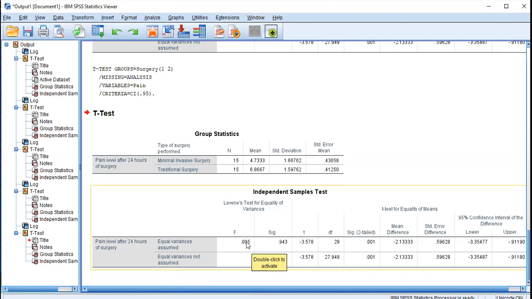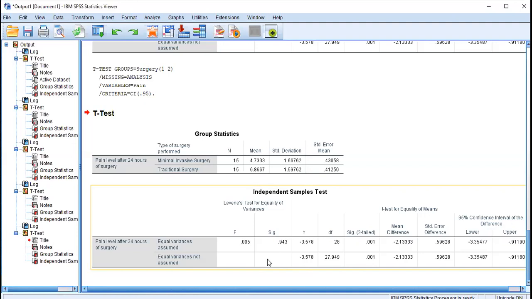So this is the answer you can mention for the C part: the difference in the population variances of the two samples is not significant, at an f value of 0.005 and significance of 0.943. So that's there. Coming to the D part now.